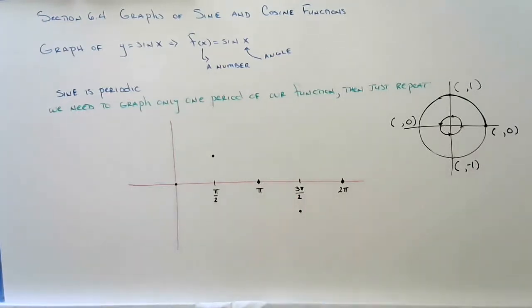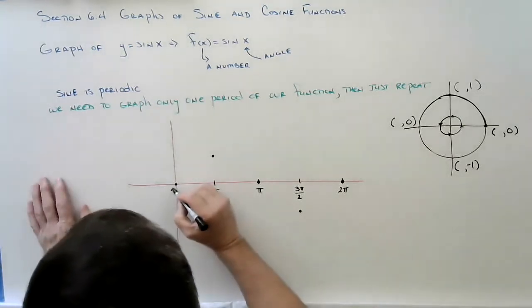These are the 5 points that allow us to draw the graph of sine. No matter what they give us to graph, if it's a sine function, we plot these 5 points, and then we just connect the dots.